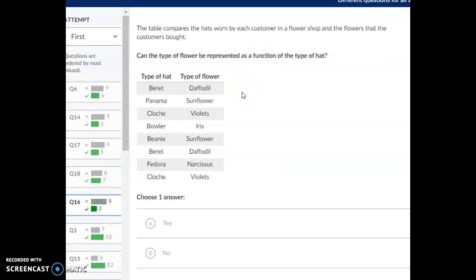It's given to me a different way. Instead of numerical values, now I have 2 different things, a type of flower, function of a type of hat. So type of flower depends on type of hat. So type of hat, this becomes my domain. And I'm looking, okay, when I see beret, is that how we say that? Then I get daffodil. Beret, daffodil. This only with this only with this. Is there any other thing that repeats? Do I see a beanie or a bowler? So as long as each x value only has one y associated with it, then I can say yes, that is a function.